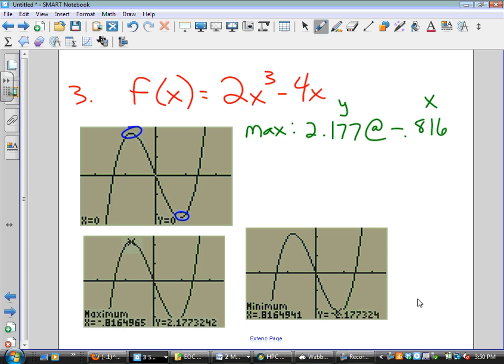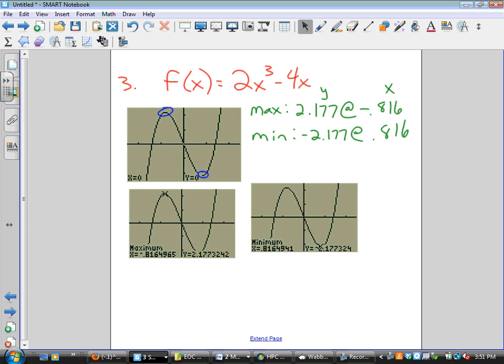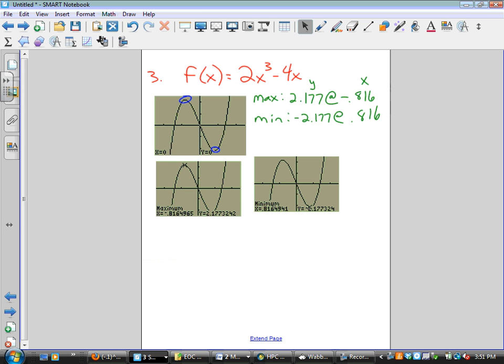And we see that the minimum happens when x is 0.816 and the actual minimum is negative 2.177. So we can go ahead and write that the min is negative 2.177, and that happens when x is 0.816. Okay, so now that we know the min and the maximum, now let's figure out where this function is increasing and where this function is decreasing.